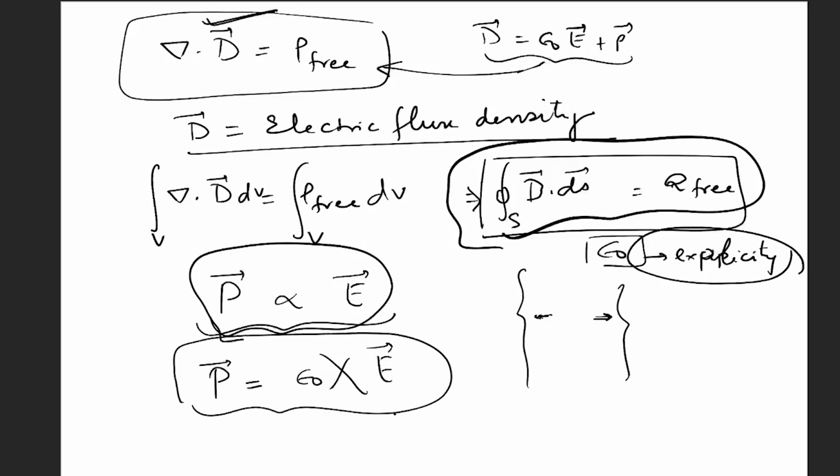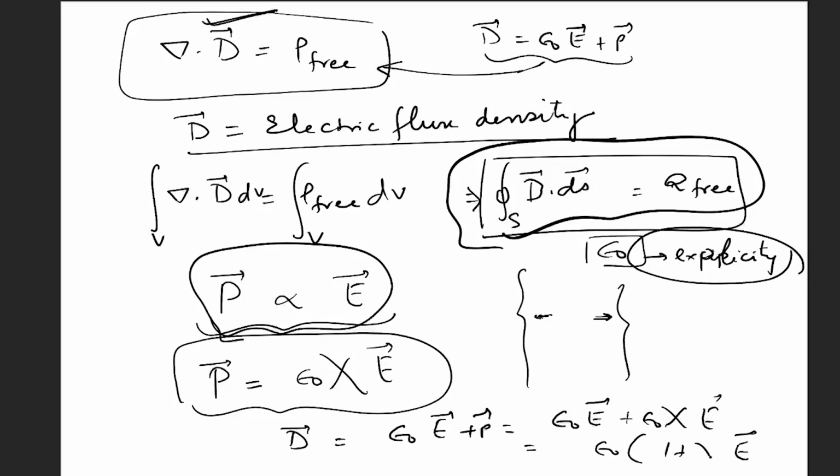So we will put this value in the definition of the electric flux density. D is equal to epsilon naught E plus P. So what we will get is epsilon naught E plus epsilon naught chi E, or I will take E and epsilon naught common, epsilon naught times 1 plus chi times E. So you see that this D is written in this fashion. Now this 1 plus chi is usually written as epsilon r.